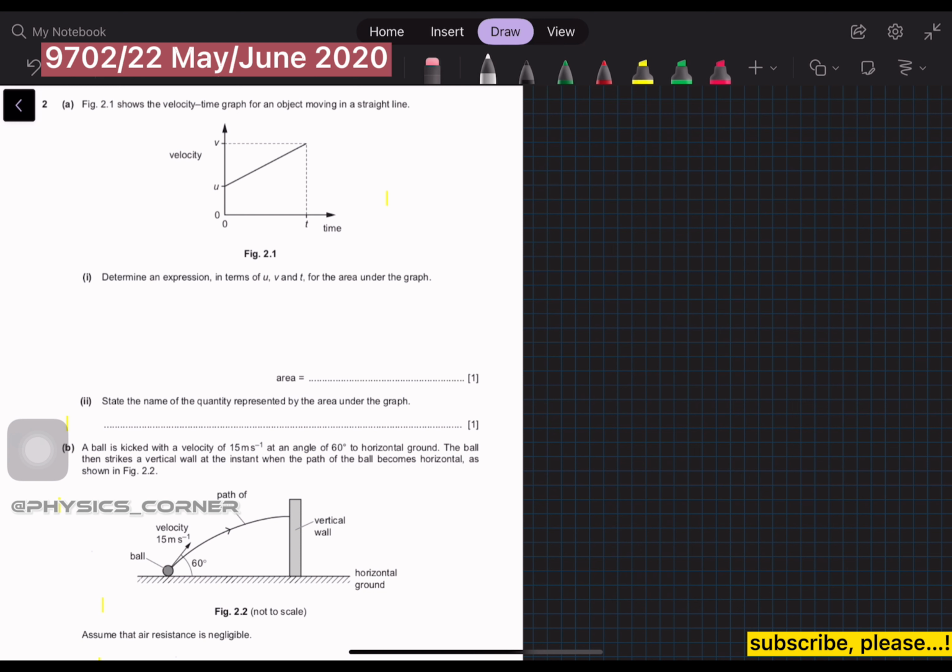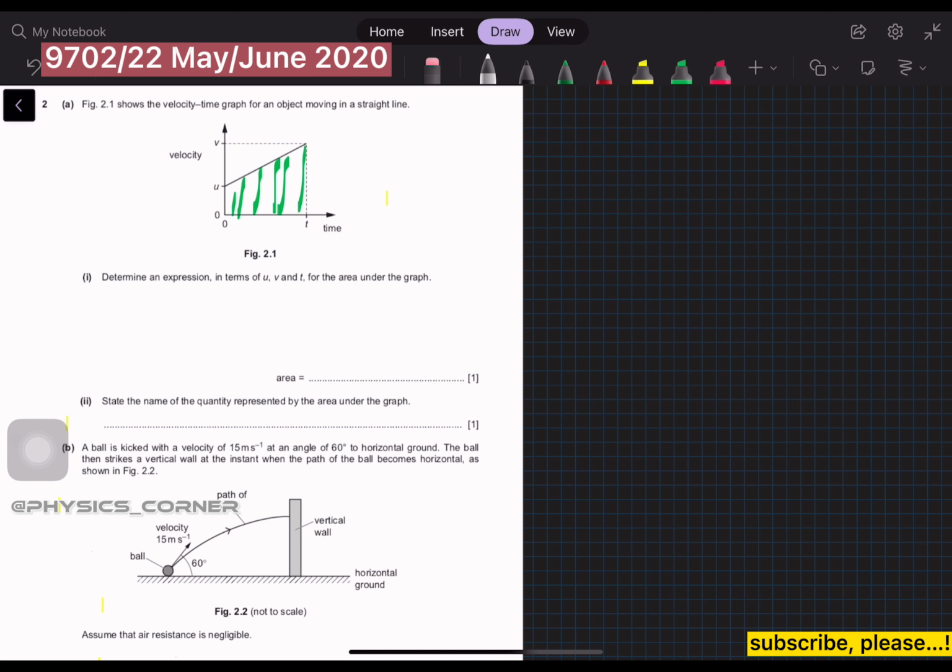Figure 2.1 shows the velocity-time graph for an object moving in a straight line. Determine an expression in terms of u, v, and t for the area under the graph. For the area under the graph, I think the shaded area is a trapezium.